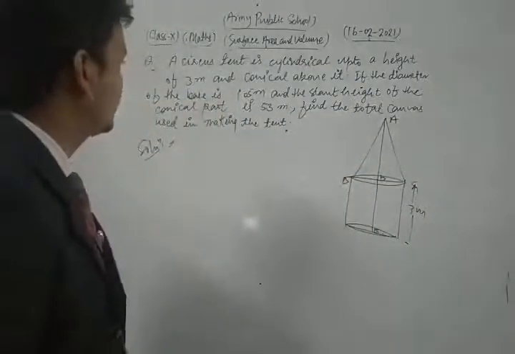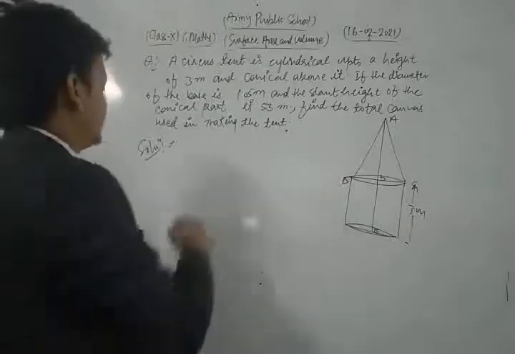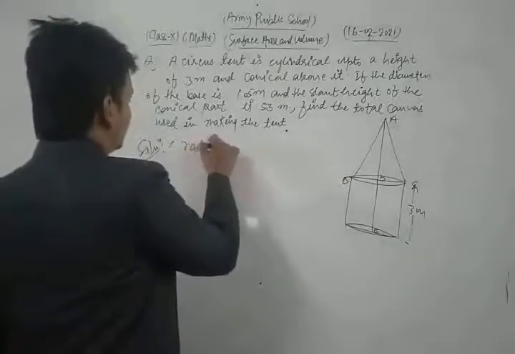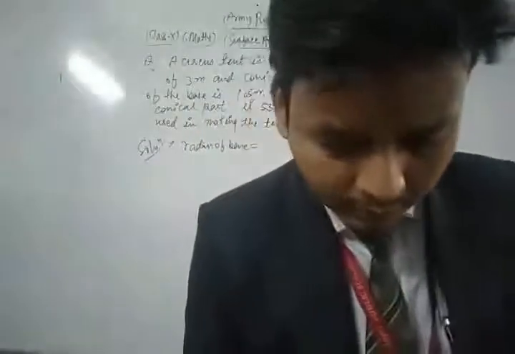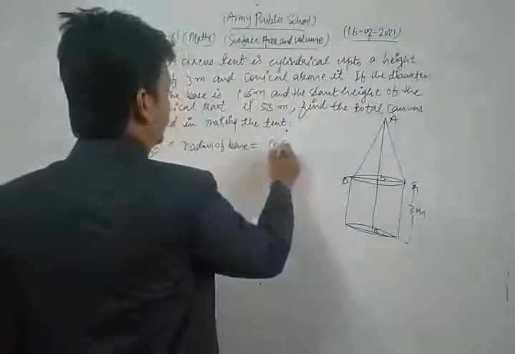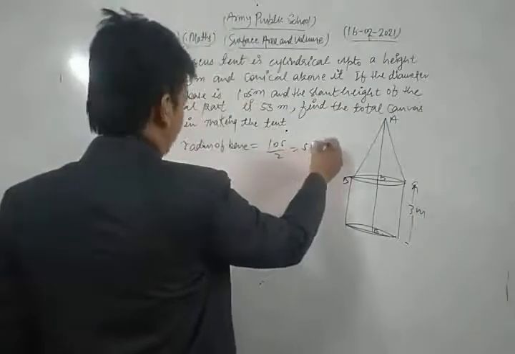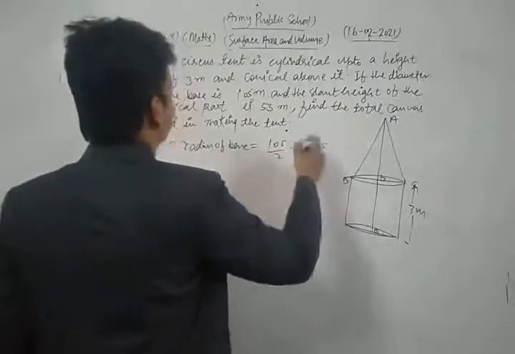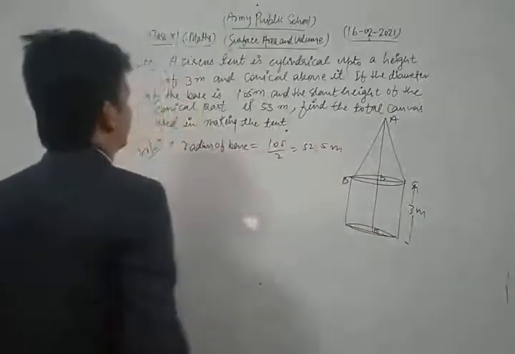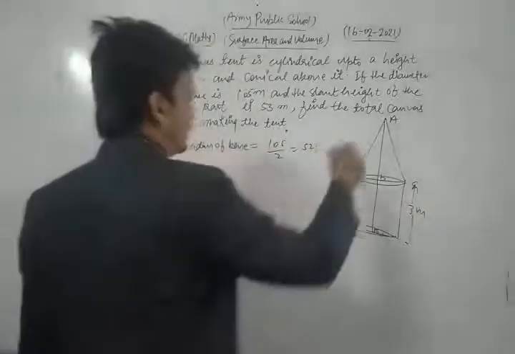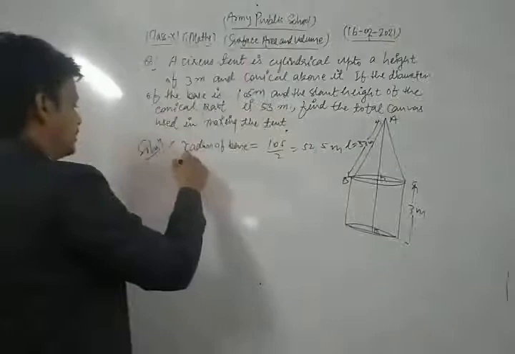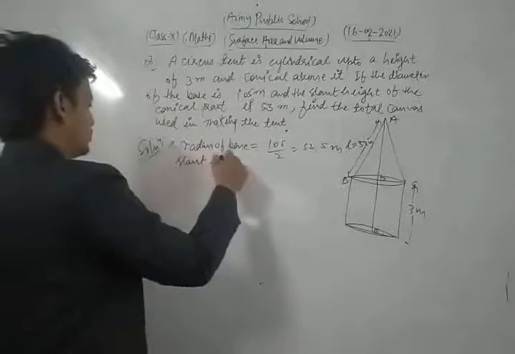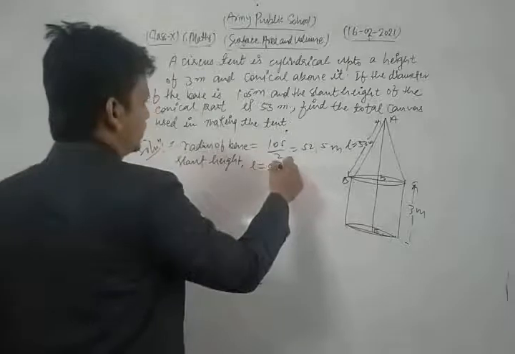And the diameter of the base is 105 meters, so what is the radius of the base? This is 105 upon 2, that is 52.5 meters. And the slant height of the conical part is given as L equal to 53 meters. Find the total canvas.